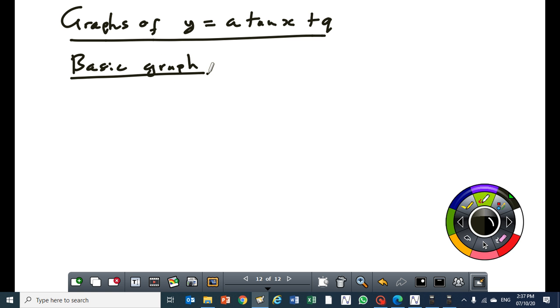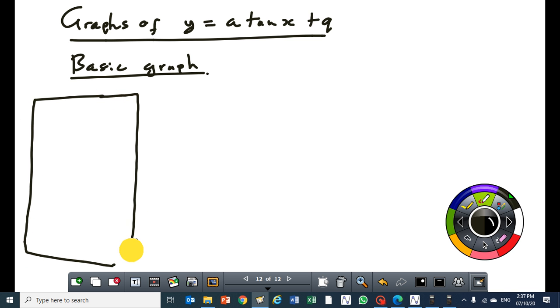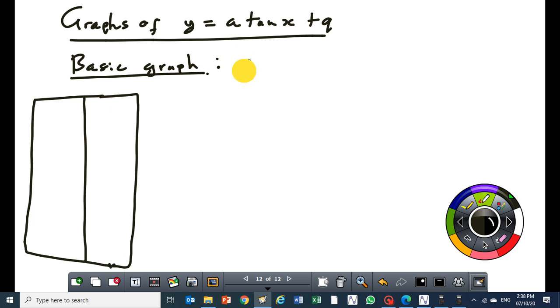Now the basic graph of tan, right, we stage it from 0 to 360. So you're going to have something like this. Same like what we did. This is the basic graph, y equal to tan x. So we have got x there, then y. When x is 0, y is 0.